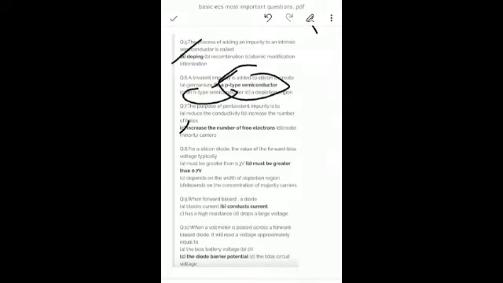Moving towards the 8th question, for a silicon diode, the value of the forward bias voltage is typically 0.7 volt or greater than 0.7 volt. If it were germanium, then it would be 0.3 volt. But here it is silicon, so it will be 0.7 volt. So it must be greater than 0.7 volt.